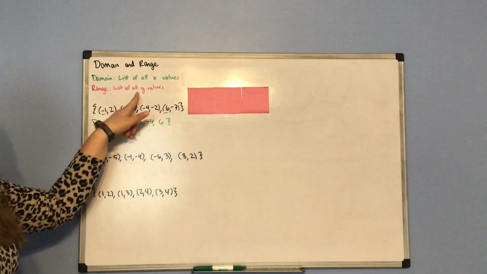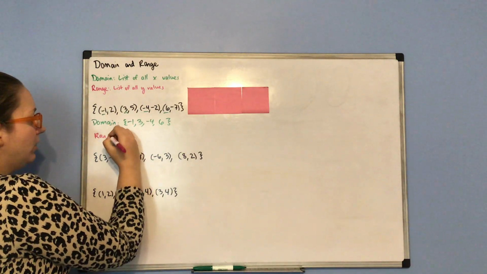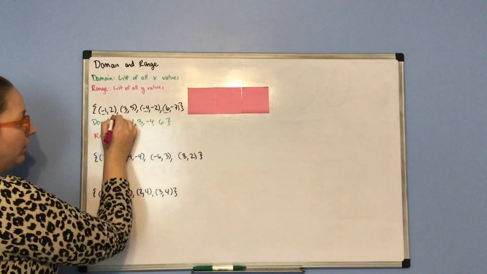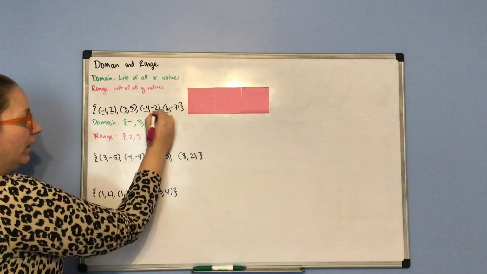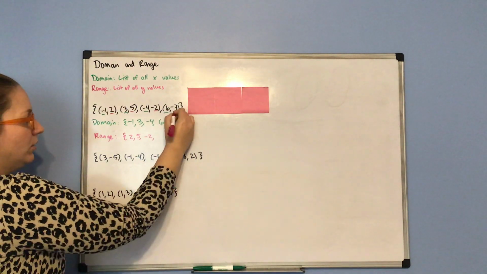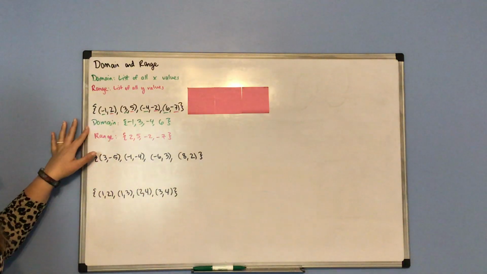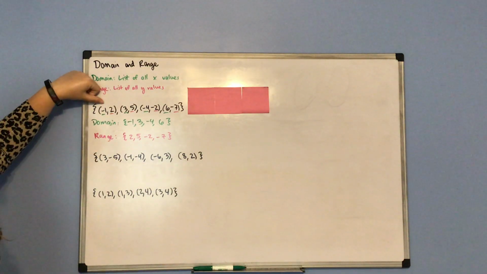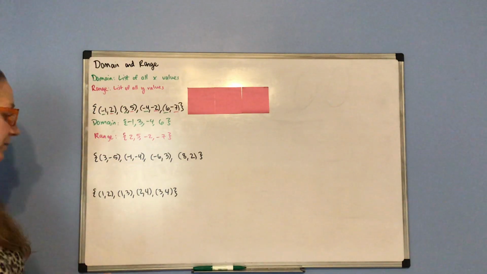Range is the same idea, but now you're talking about y's. So the range of this relation here, I'm just going to list my y values. So start with a curly bracket. First one is 2, then 5, then -2, then -7. So domain is all of my x's, range is all of my y's. And remember, as you look at an ordered pair, the first number is always your x coordinate, the second number is always your y coordinate.